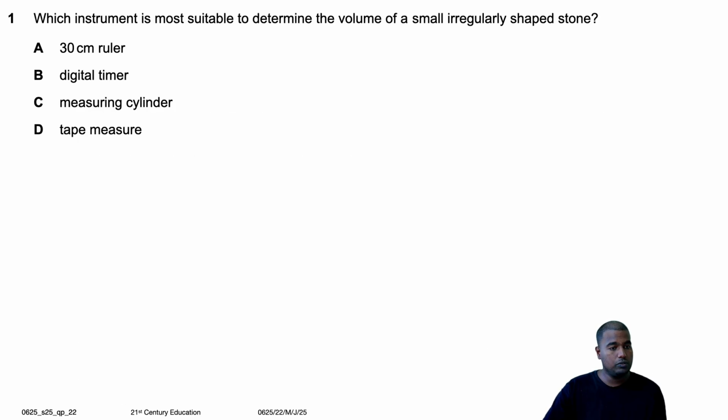Okay, which instrument is most suitable to determine the value of a small shaped stone? Measuring cylinder. C.